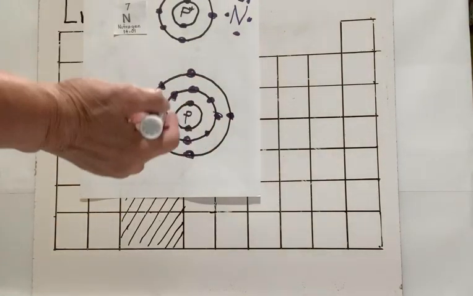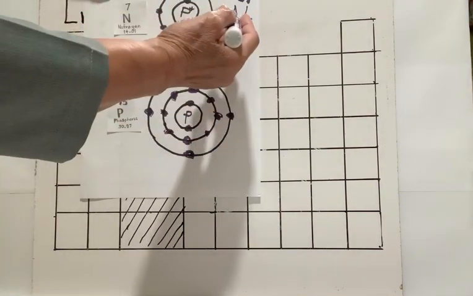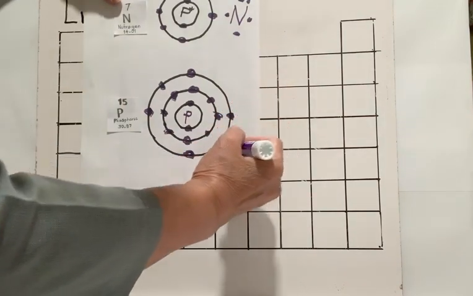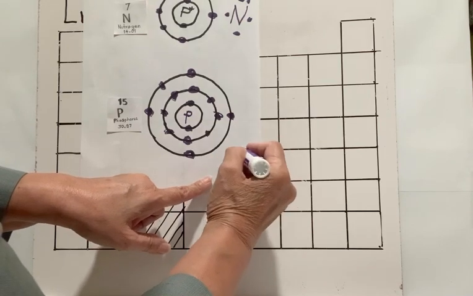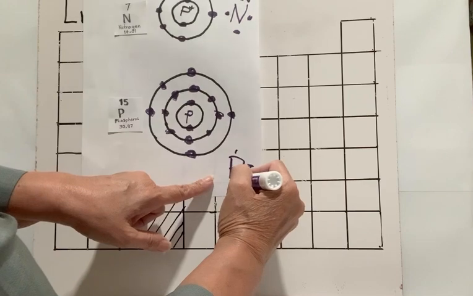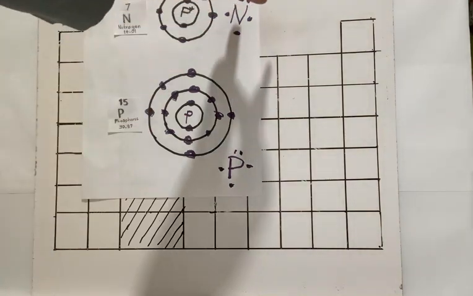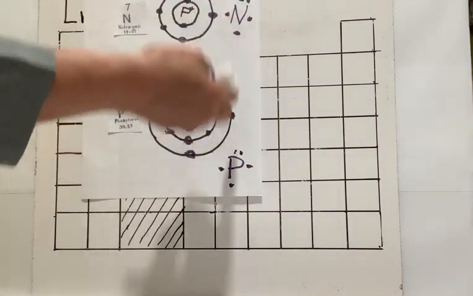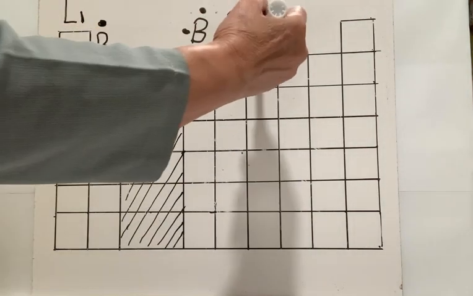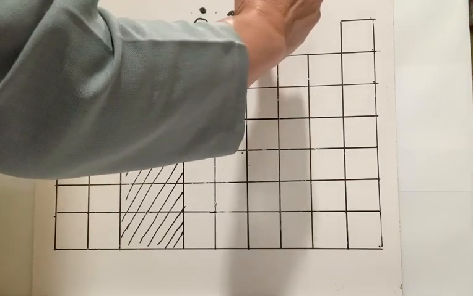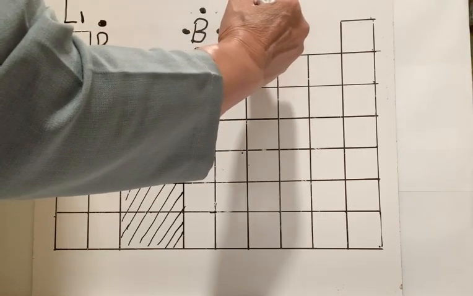So, similarly, both phosphorus and nitrogen have 5 valence electrons. Therefore, we can represent the electron dot structure of phosphorus like this. Okay? 1, 2, 3, 4, 5. So, what do you notice? The elements in group 5A have 5 valence electrons. And so, let us represent that with nitrogen with 5 valence electrons.